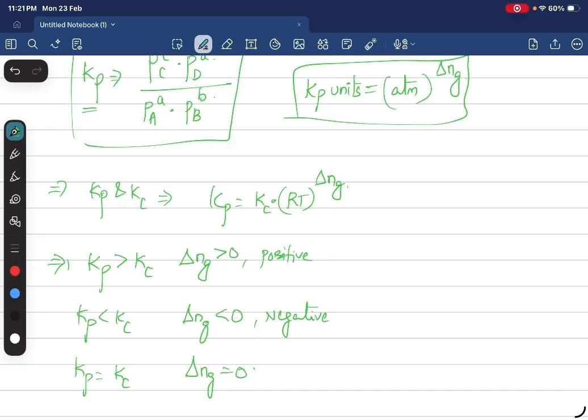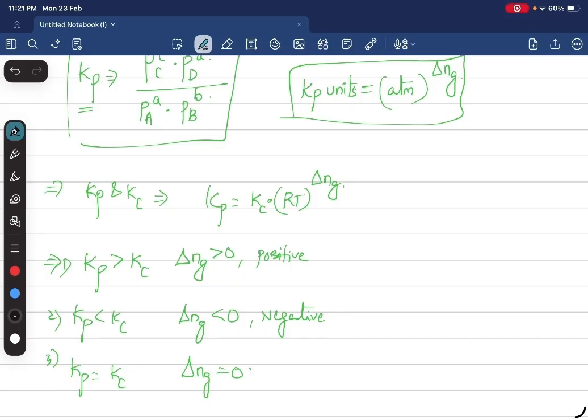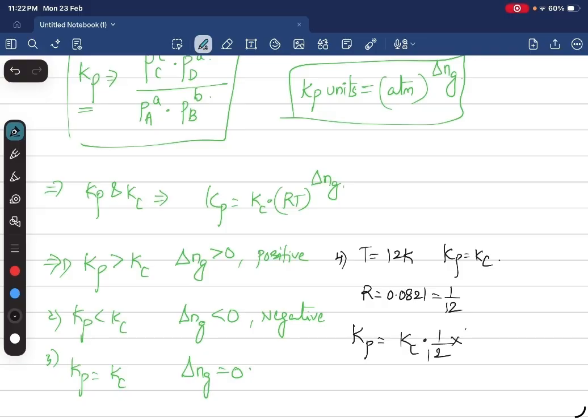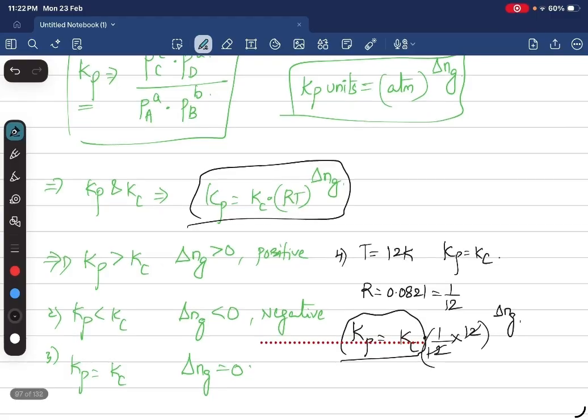And there is one more case. If the temperature is 12 kelvins, then also Kp equals Kc. What does it mean? Because the R value is 0.0821, which can be written as 1 by 12, so Kp equals Kc into (1 by 12 into 12). If you take it, the 12 gets cancelled, and then what is the result? Kp equals Kc. So this is how we can write the different conditions for Kp and Kc. Hope it is clear.